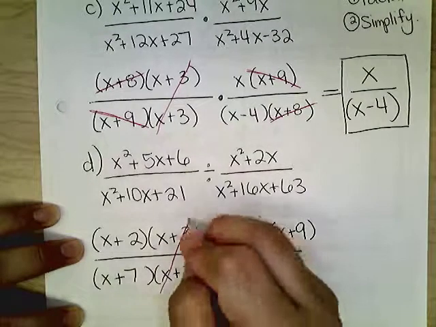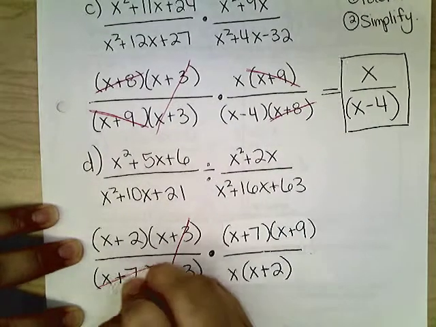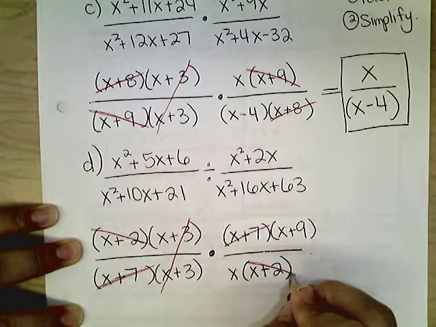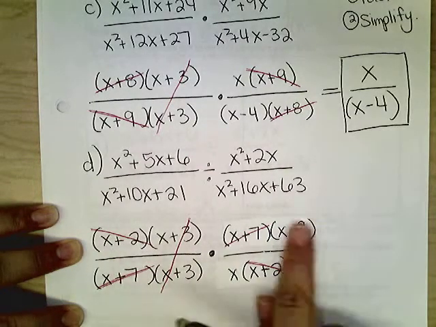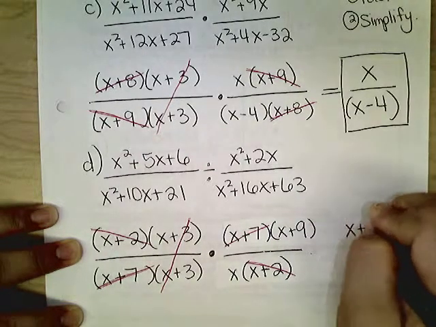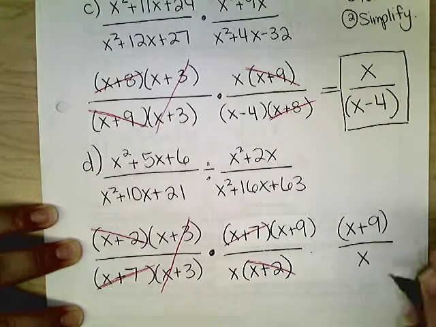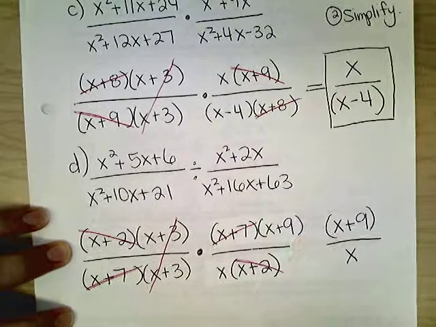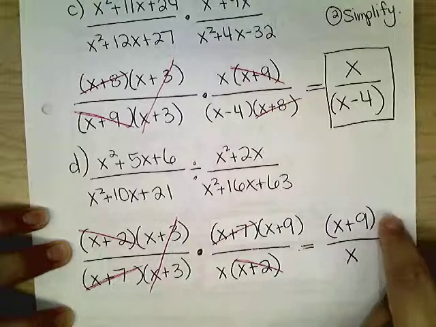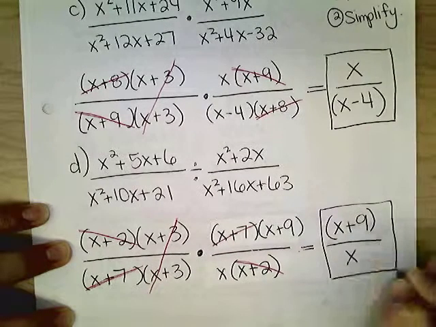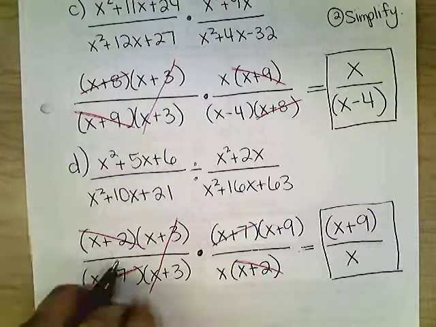Again, we have an x plus 3 here that cancels out. X plus 7, x plus 7, x plus 2, x plus 2. And what do we have left over? In our numerator, x plus 9. In our denominator, an x. And we have a family up here, so that means it stays there. And this is completely simplified, x plus 9 over x.